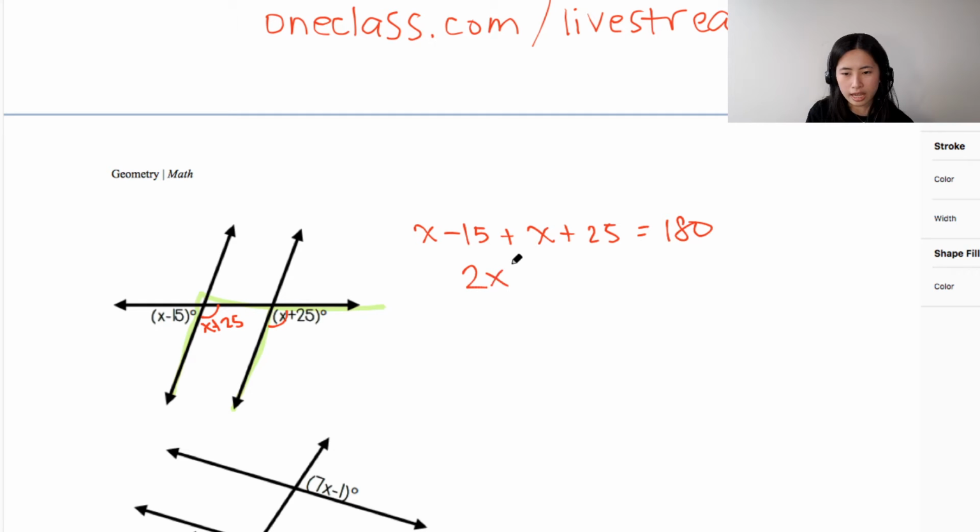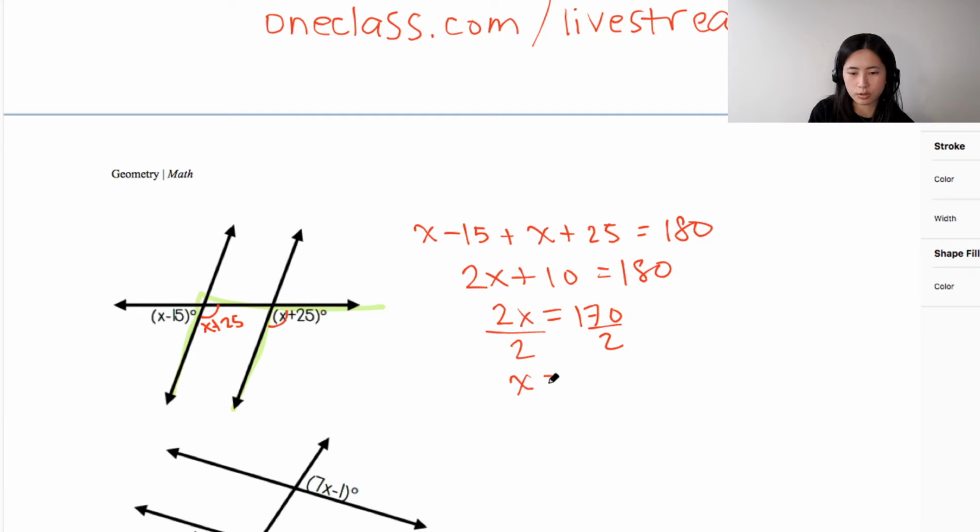So this is 2x, and you have 25 minus 15, so that would be 10, and this is going to be 180 degrees. So once you have that, 180 minus 10, you have 2x is equal to 170, divided by 2. So 170 divided by 2 is equal to 85, so you know that x is equal to 85. Therefore, if you would have to solve for this angle, 85 plus 25 would give you 110. So this angle is 110 degrees. And this, on the other hand, you would have 85 minus 15, and that's equal to 70 degrees.